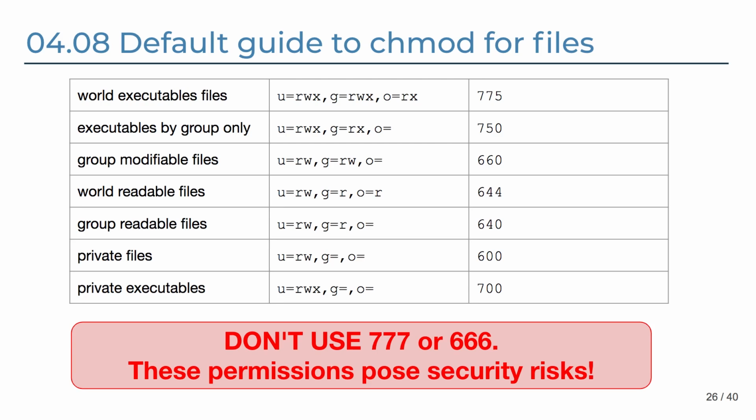There's also a default guide that I just put in the slides. We see it goes from more open to more restrictive, and what you should use. There's just one thing I want to stress. In the end, it depends on your use case and what you want to do, right? But in general, never use 777 permissions and don't use 666 permissions.